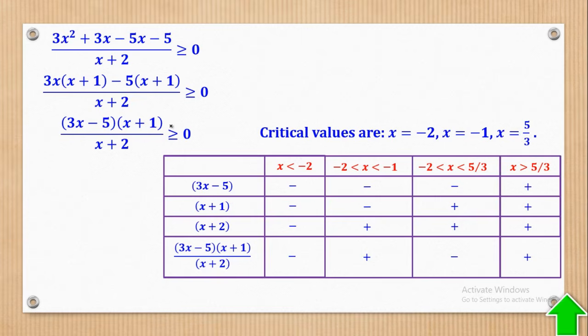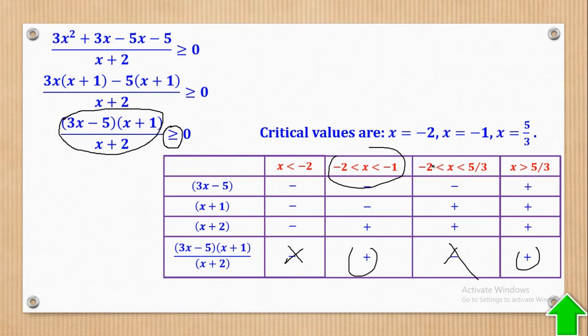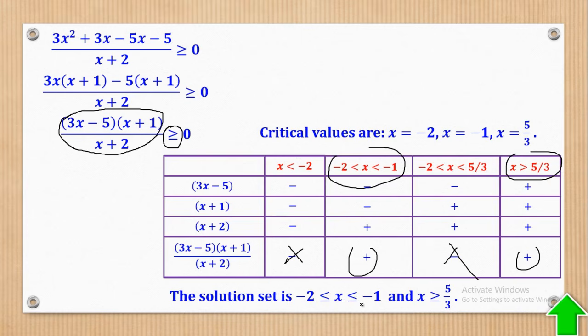When you go to the question, they said greater than or equal to 0. That means that this function must be positive, because all numbers greater than 0 are positive. So that means that this one is eliminated. Negative values are eliminated. Now you are left with this and this, which is that and that. Therefore, we shall conclude that the solution set is x greater than or equal to -2 but less than or equal to -1, and x greater than or equal to 5.